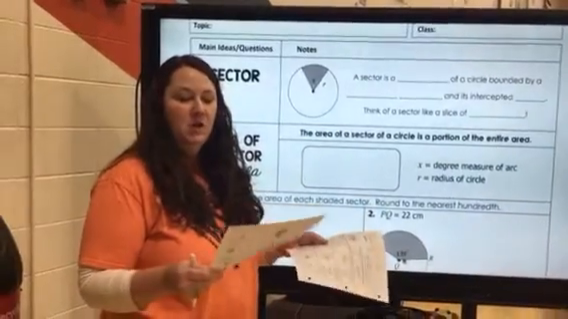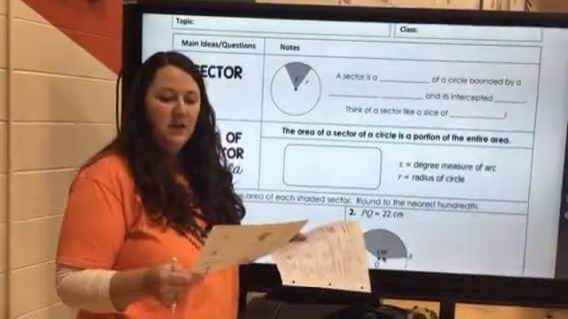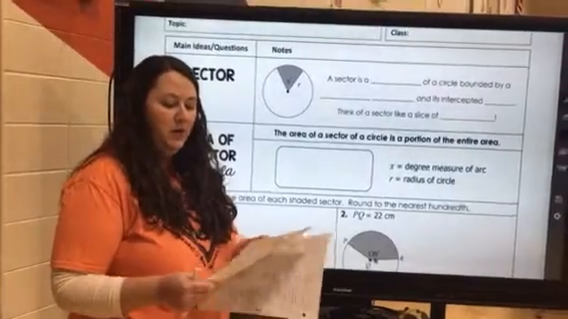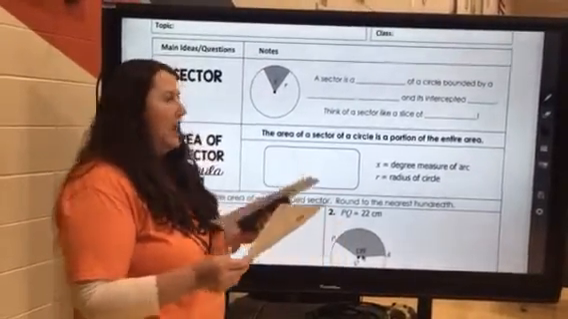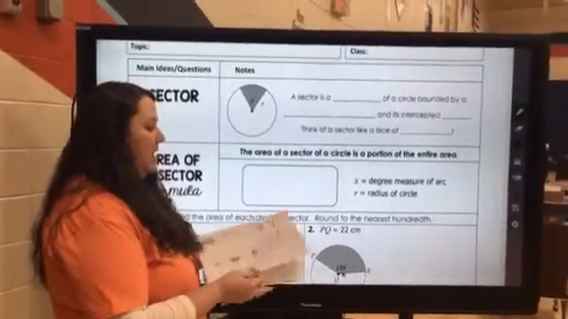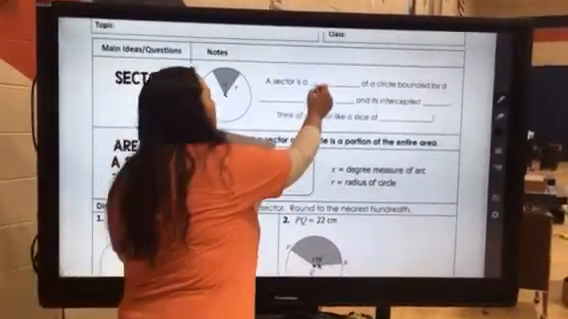All right, so these are notes for Tuesday, March 17th, doing sectors and areas of sectors. You have the notes filled in here at the top. You have portion.